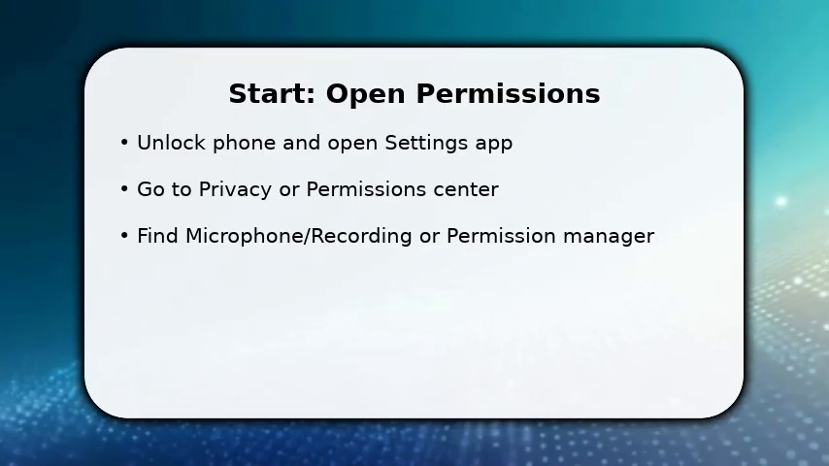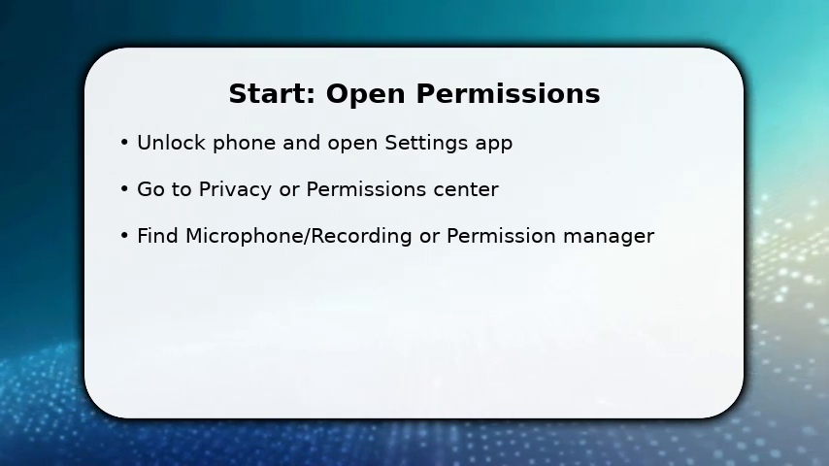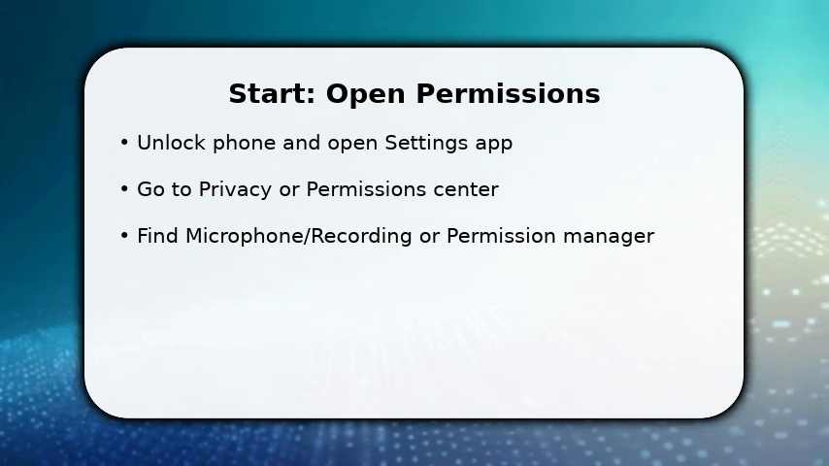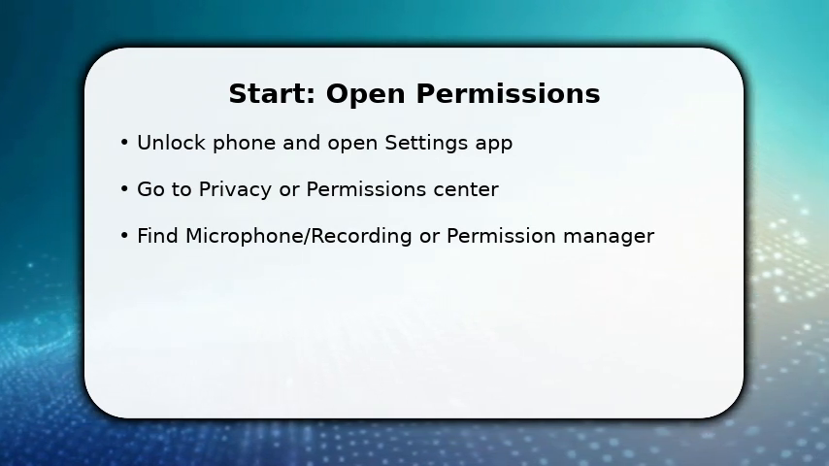Enjoy the video. You begin by opening Settings and heading straight to Privacy or Permissions. This targets the source. Once there, tap Permission Manager, then choose Microphone or Recording categories so you see which apps or system features currently have access.